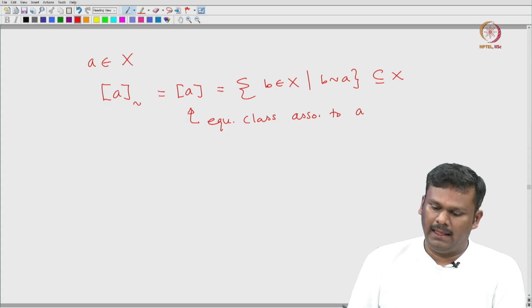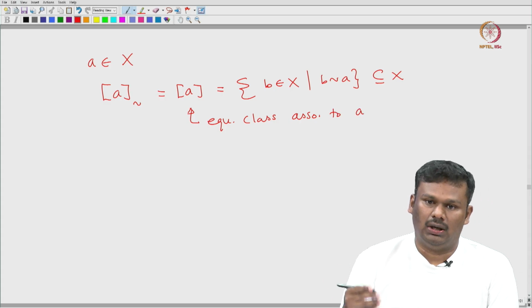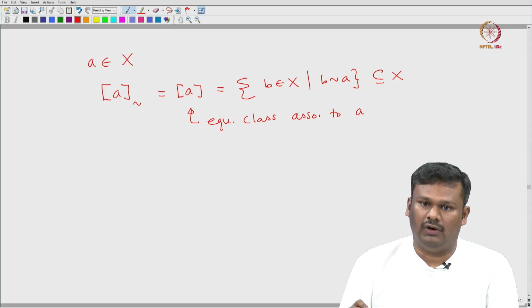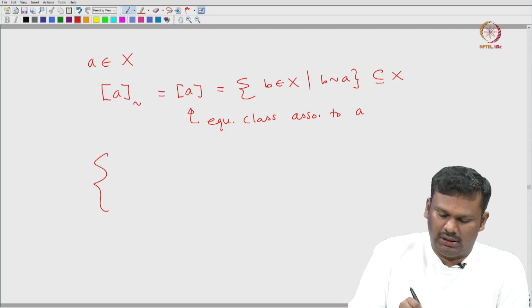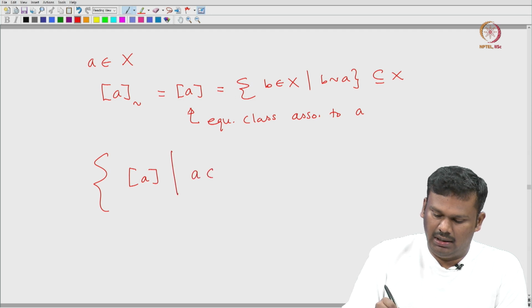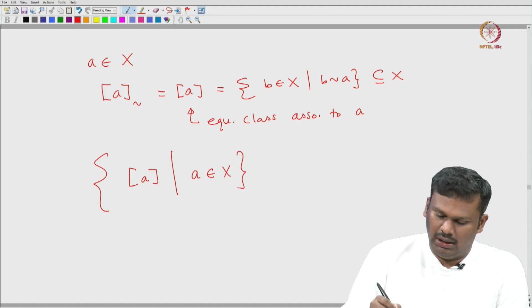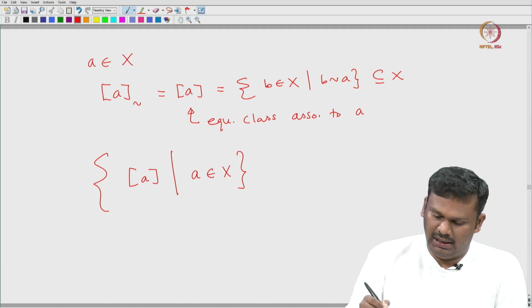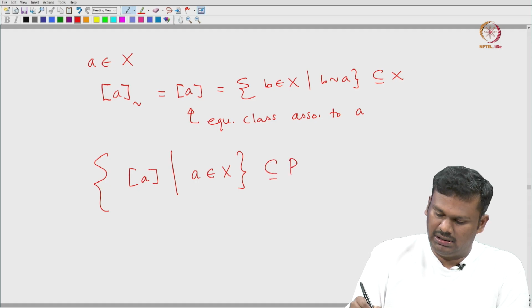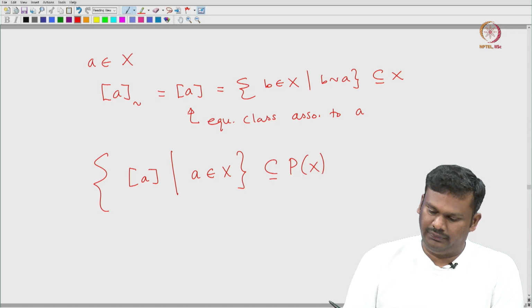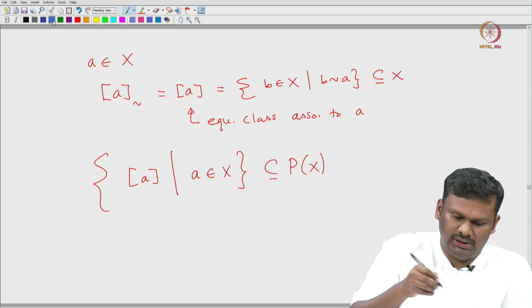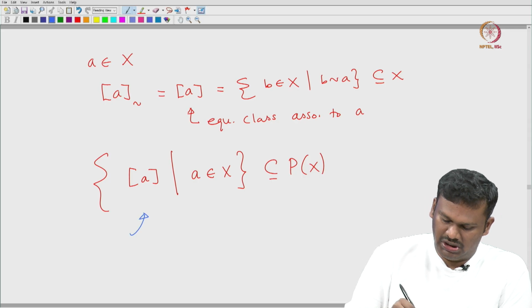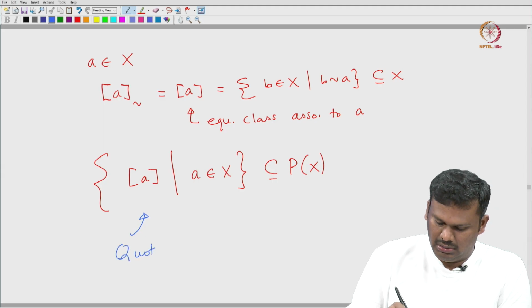Now what we can do is collect all possible equivalence classes and form a set. So, we can collect all of them, the equivalence classes of A, where A comes from capital X, and note that these are all subsets of X. Indeed, this collection is sitting inside the power set of X. Okay. And so, this is what we are going to call a quotient set.